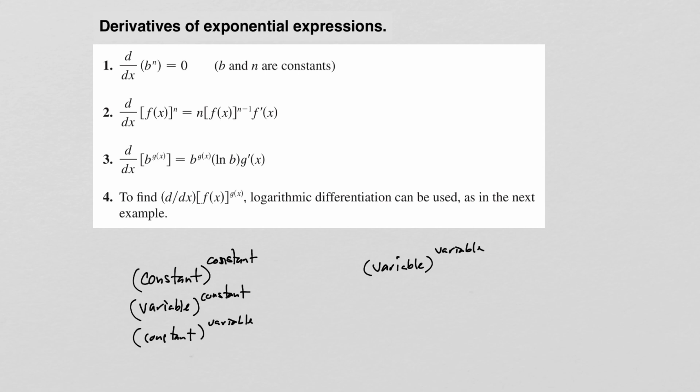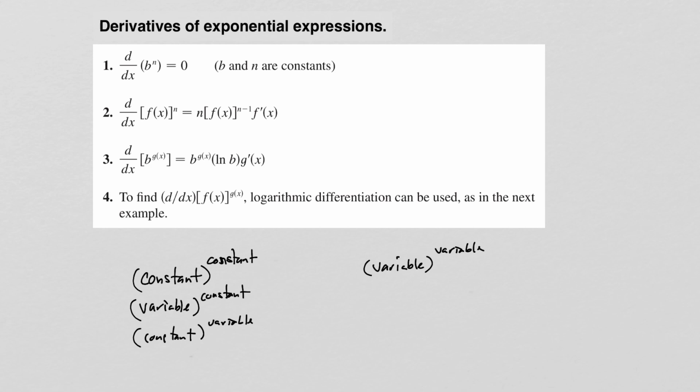So in the case of a constant to a constant, that's just equal to a constant. So if b and n are constants, the derivative of b to the n is simply 0. Now, what if you have a variable raised to a constant? So this would be something like a variable expression like f of x raised to a constant power n. Here you would use the power rule and get n times f of x to the n minus 1 multiplied by the derivative of f of x. So that's just the chain rule.